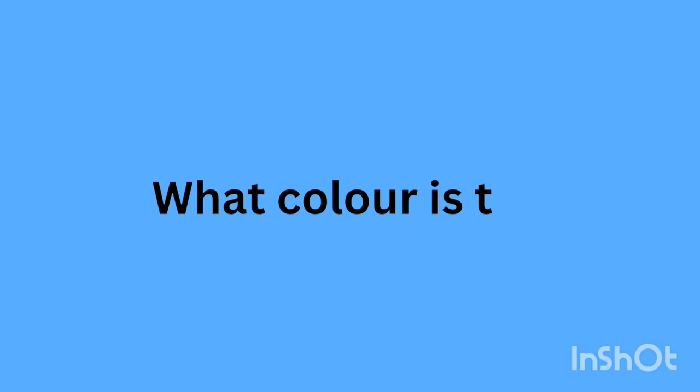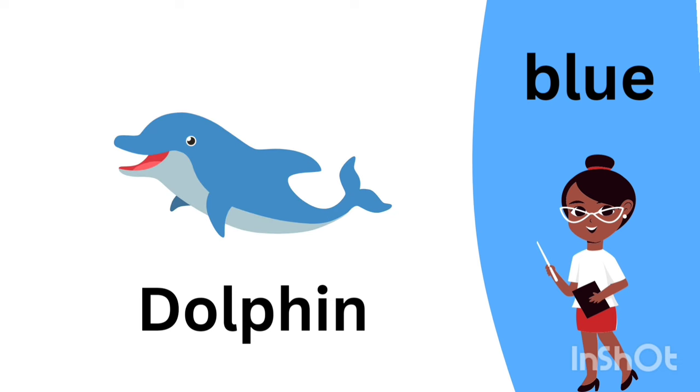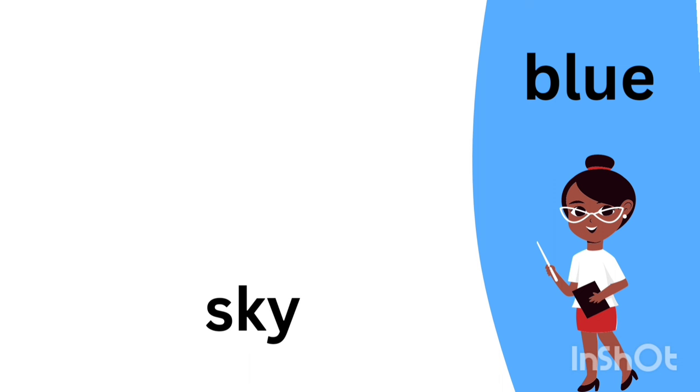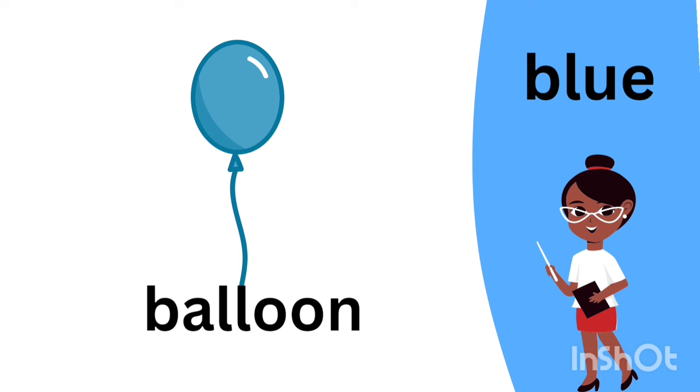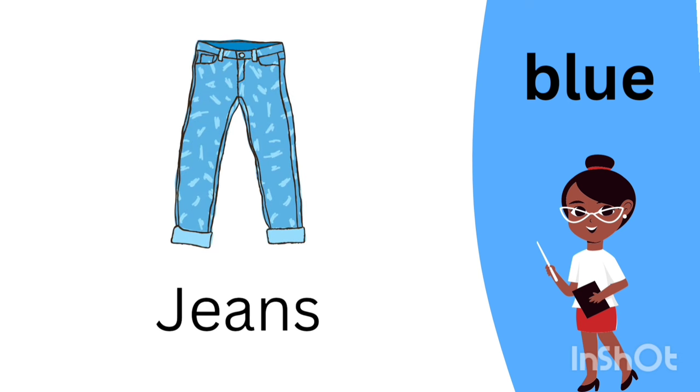What color is this? This is the color blue. It spells B-L-U-E. Blue. Dolphin is blue. Sky is blue. Balloon is blue. Umbrella is blue. Jeans is blue.